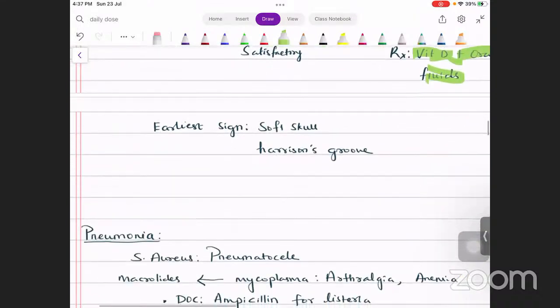The earliest sign of rickets, and the features of rickets, we studied yesterday in orthopedics: craniosynostosis, craniotabes, Harrison groove, rachitic rosary, windswept deformity, kyphosis, scoliosis, lordosis, and swelling of the hands and wrist. The earliest sign is the soft skull and Harrison groove. So here we talked about the types of rickets, which is very important.